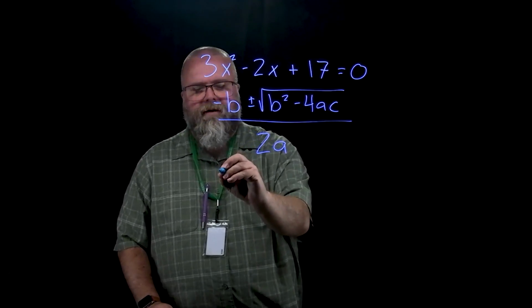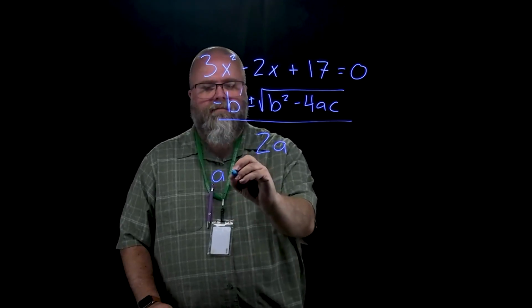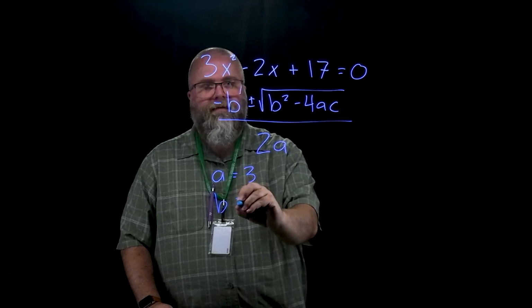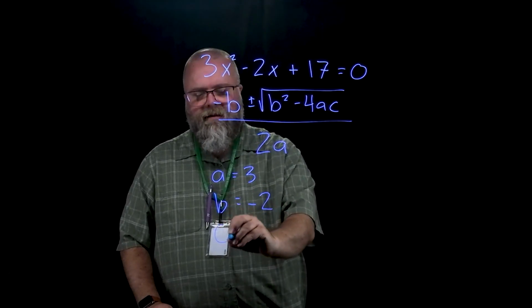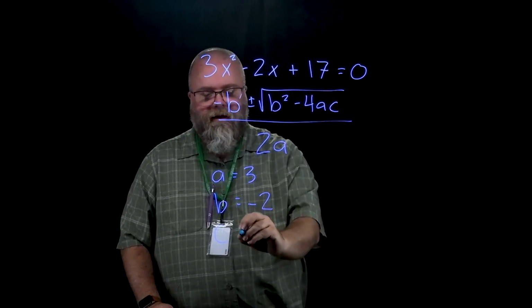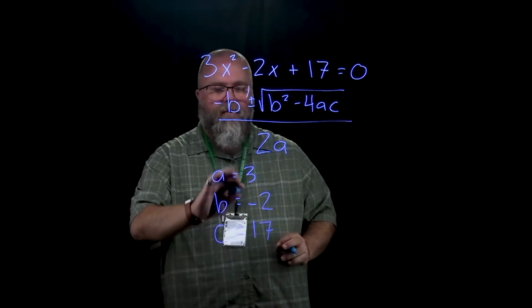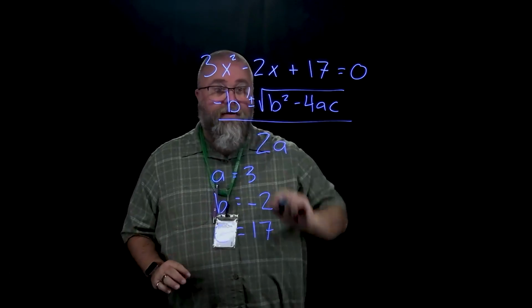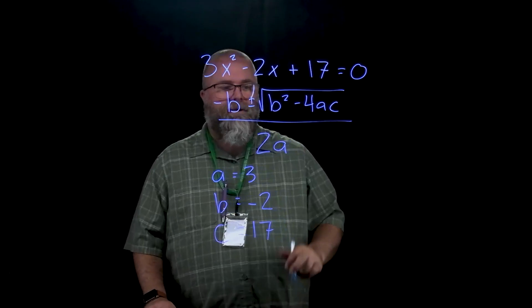So let's write those down. a is going to be the coefficient in front of your x squared term, which is equal to 3. Your b is going to be the coefficient in front of your x term, which is -2. And your c is going to be your constant there, which is 17. And now we're going to just plug and play. We're going to take these values and plug them into the quadratic formula and get our solutions.